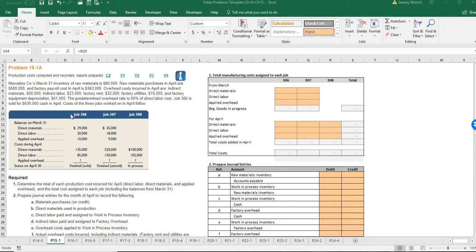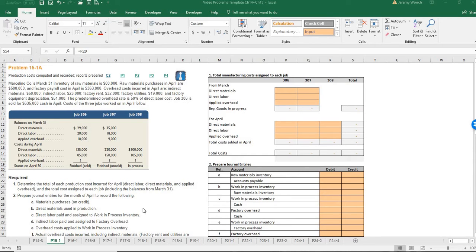Then it gives us some information here. We have 3 jobs: jobs 306, 307, and 308. It tells us how much cost was involved in those jobs. At the end of March, jobs 306 and 307 were being worked on in March but didn't finish. Job 308 didn't start till April, but they also didn't finish it at the end of April.